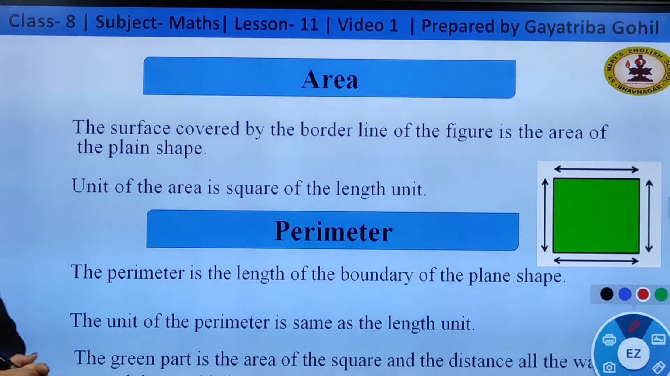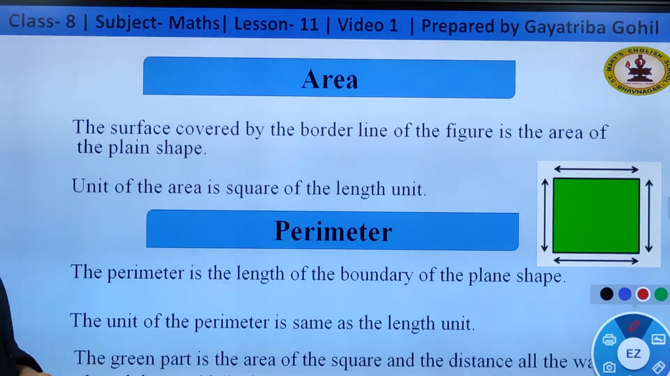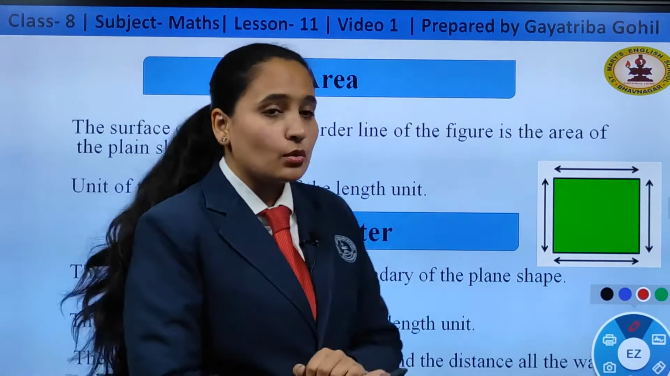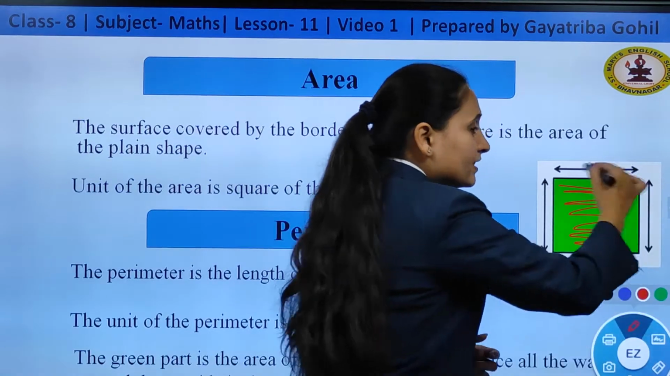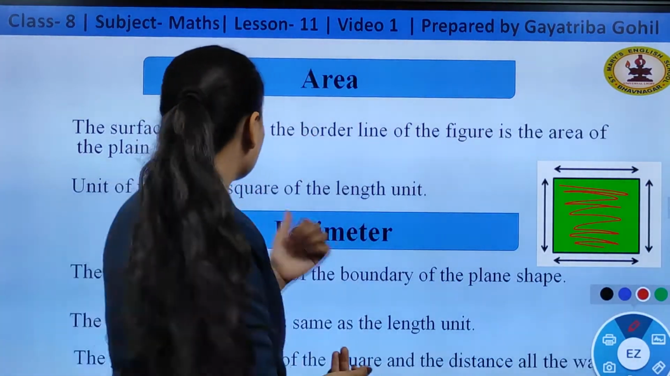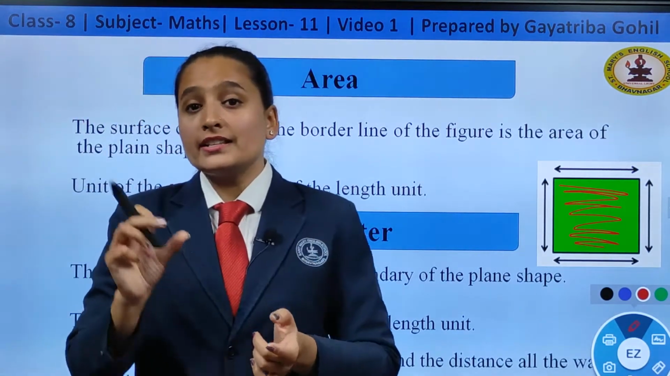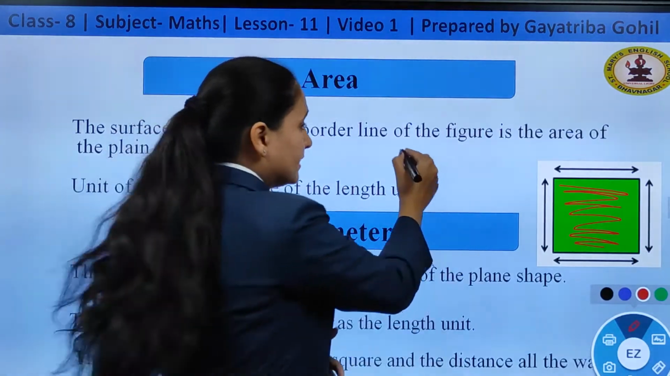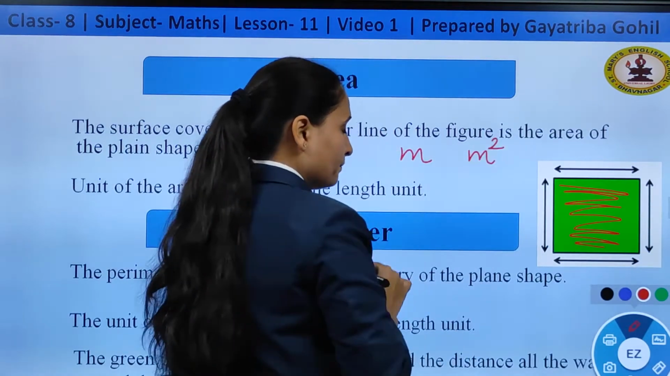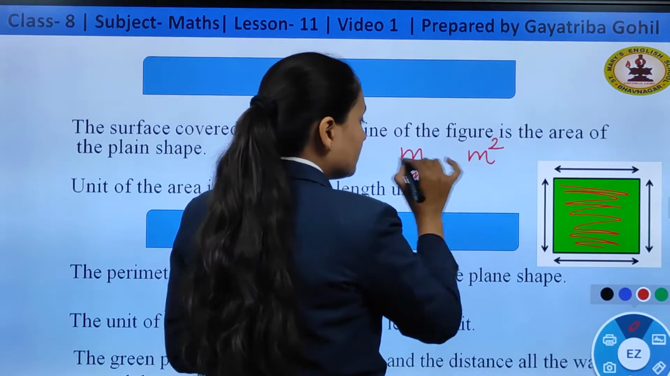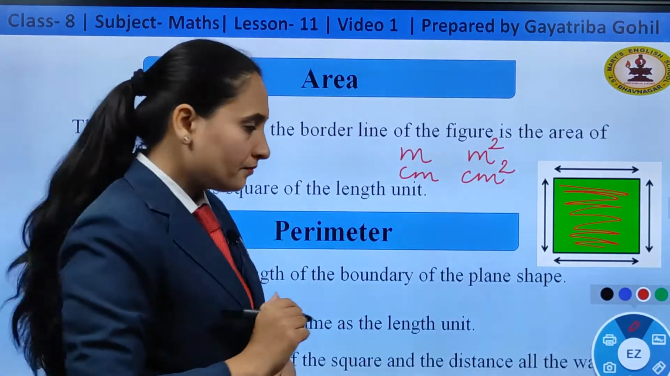Here, first of all, what is area? The surface covered by the borderline of the figure is the area of the plane shape. For example, over here I have a square. This green part, this surface which is covered by this square is called its area. Unit of the area is square of the unit length. We always write the unit as unit square. For example, if the length is in meter, the unit of its area will be meter square. If the side of the square is in centimeter, so its area will be in centimeter square, right?